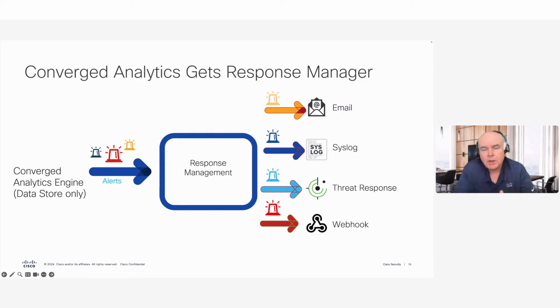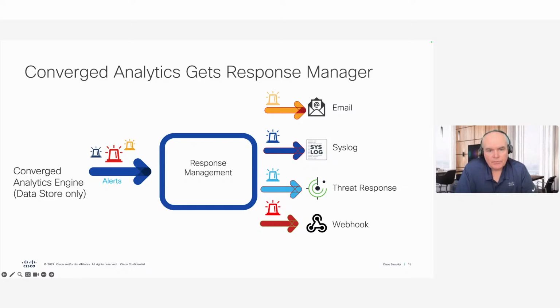This is new. We're giving the ability now that if you see a converged analytics alert, which is different from the traditional alarm, we can now use the response management module to send, for example, an email. We can send a syslog. We can post it, as we call it, up into threat response, which is part of XDR. Or we can use webhooks to forward that alert.